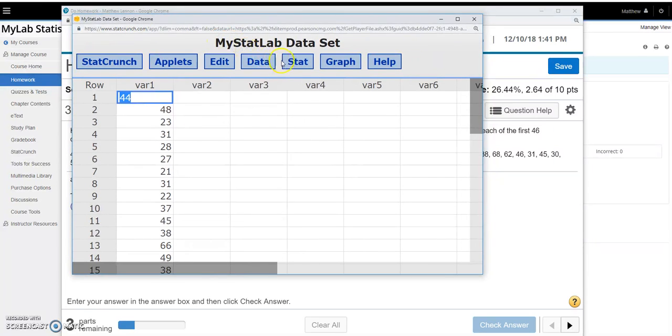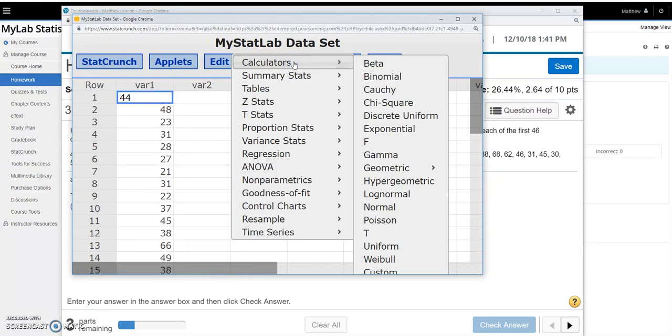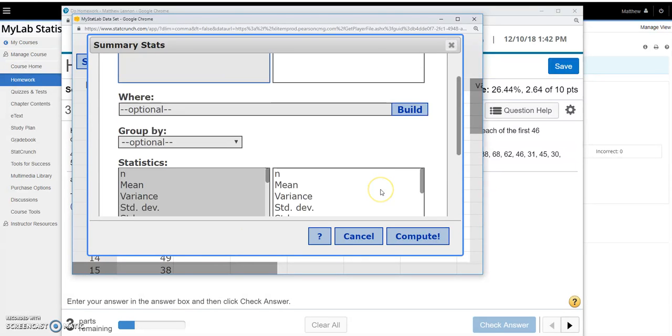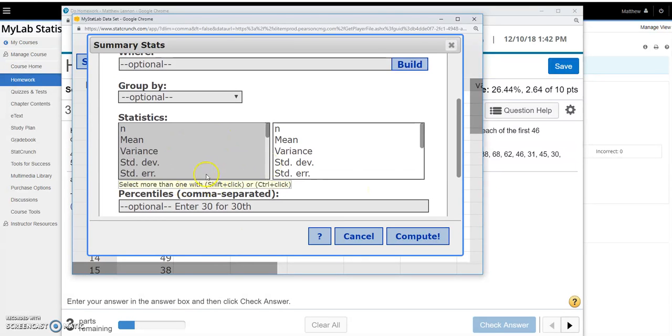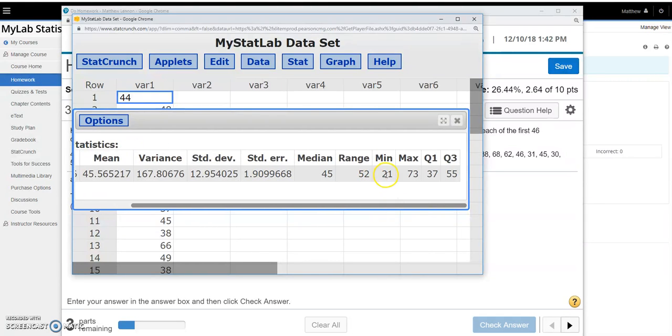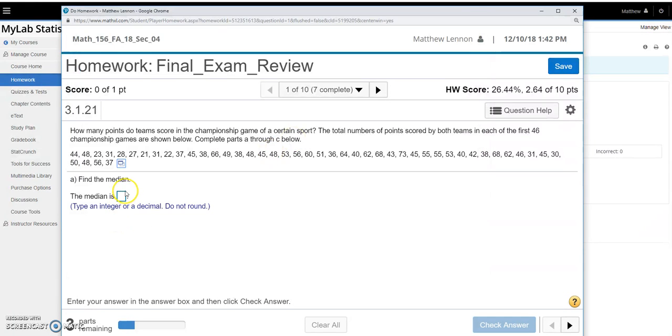and go to Stat, Summary Stats, select by column, and then you have a lot of options for what you want to do there. Default has pretty much everything you need. If you click Compute, you see the mean, the median, the range, min, max, Q1, and Q3. So that should help you answer any of the questions you need here. I think there's 3 parts. Let's just enter the median.